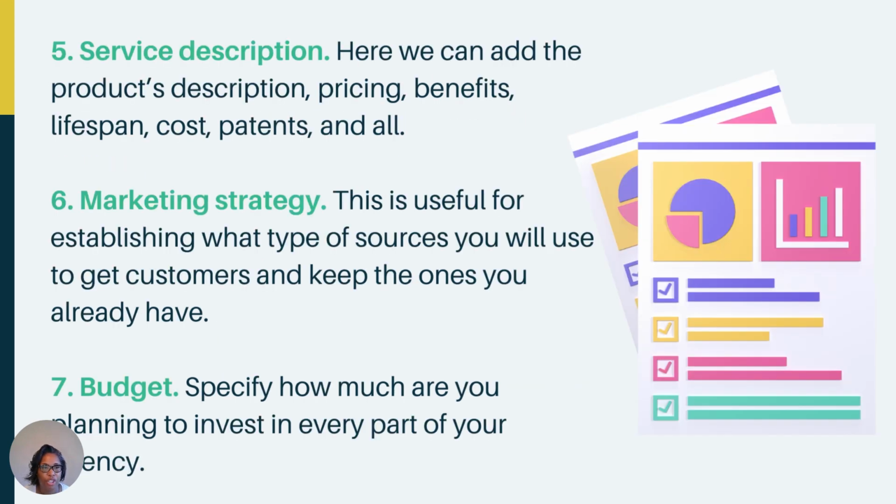Number 5 is your service description. So like, what do you do? Where do you staff? How does your product or description regarding prices and benefits and lifespan and cost communicate to your particular clients or partners or investors? So what are you doing?